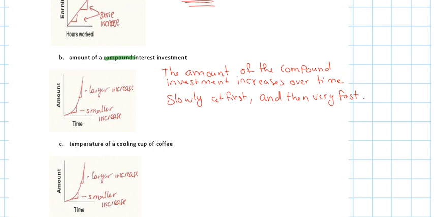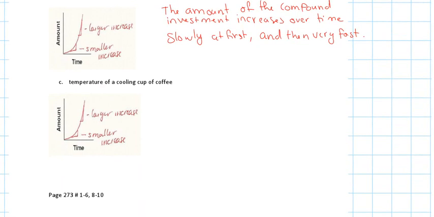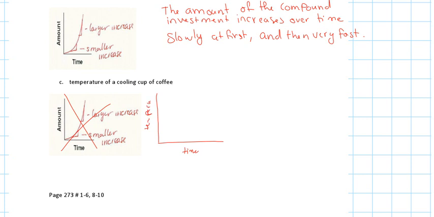Are you guys okay with that? Okay, this graph is wrong. I copied the same graph. So the graph will look like, let's see, temperature of a cooling cup of coffee. If you want to graph this, how would you graph it? What would you put on the X? What would you put on the Y? Time is at the bottom. Temperature on the side, okay. And how would that look?